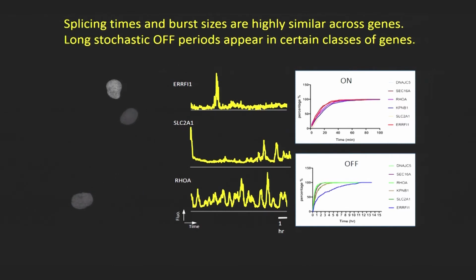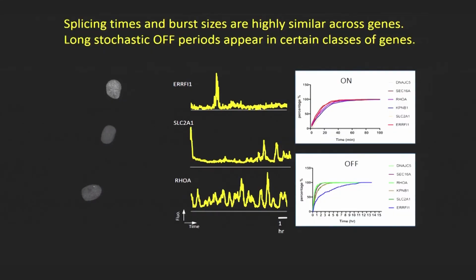So the time to splice these long introns seems to be the same, whether the cassette is located close to the 5' splice site, close to the 3' splice site, whether it's a first intron, whether it's a last intron. And we are trying to understand where this comes from. And again, this off-time distribution varies from gene to gene, because this is the signature of regulation.